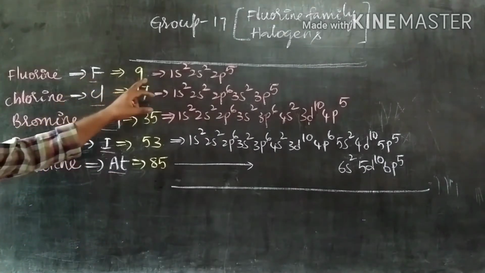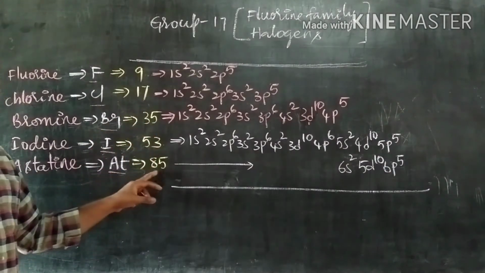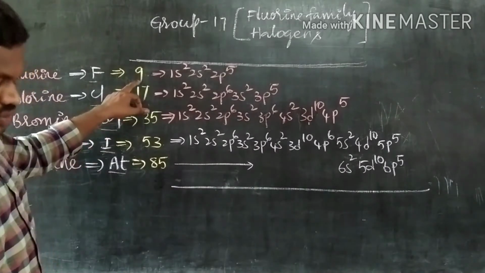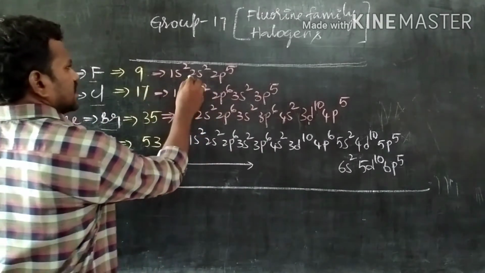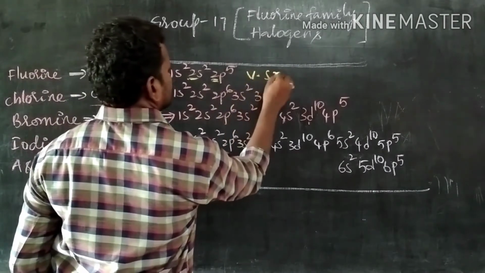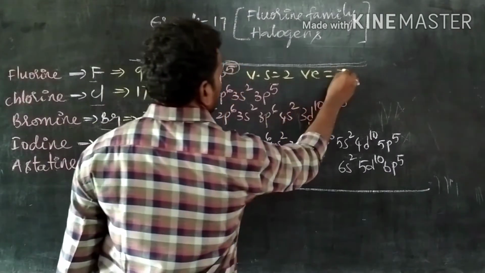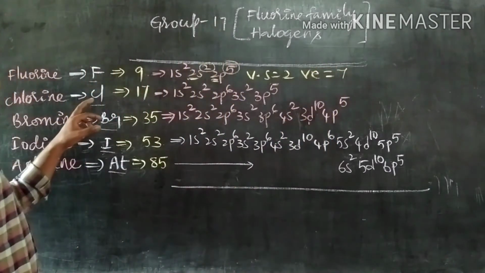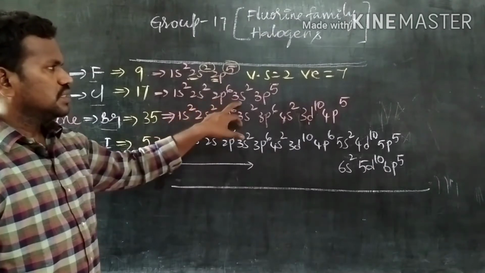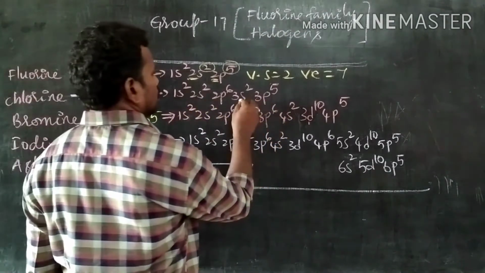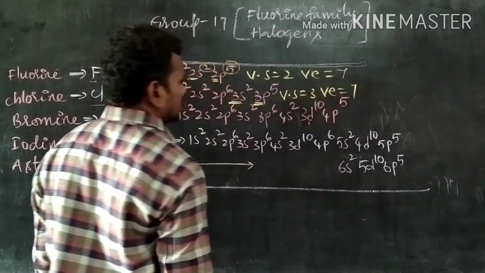The atomic number of fluorine is 9, chlorine 17, bromine 35, iodine 53, astatine 85. Now the electronic configuration of fluorine: 1s2, 2s2, 2p5. Here the valency shell is 2. Counting the valency electrons: 2 plus 5, that is 7. Now chlorine, atomic number 17: 1s2, 2s2, 2p6, 3s2, 3p5. So the valency shell is 3 and the valency electrons are 7.